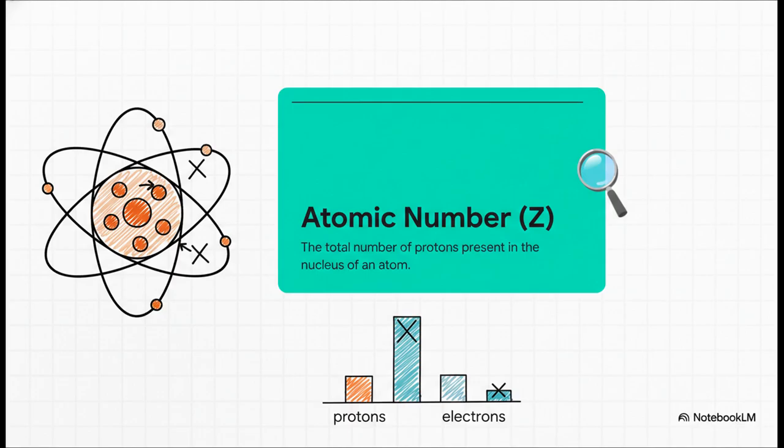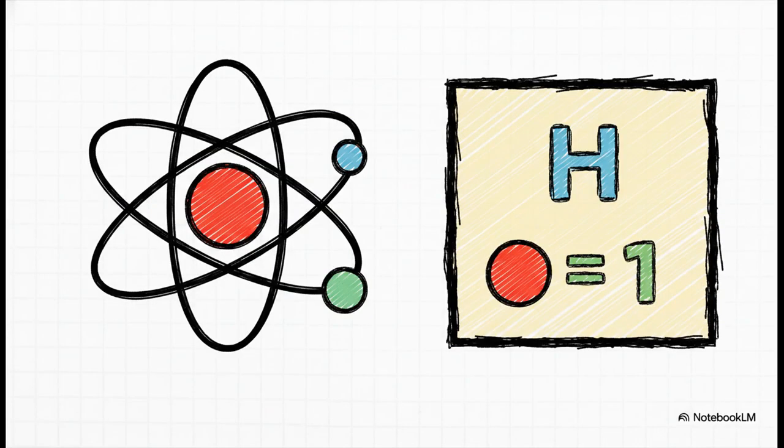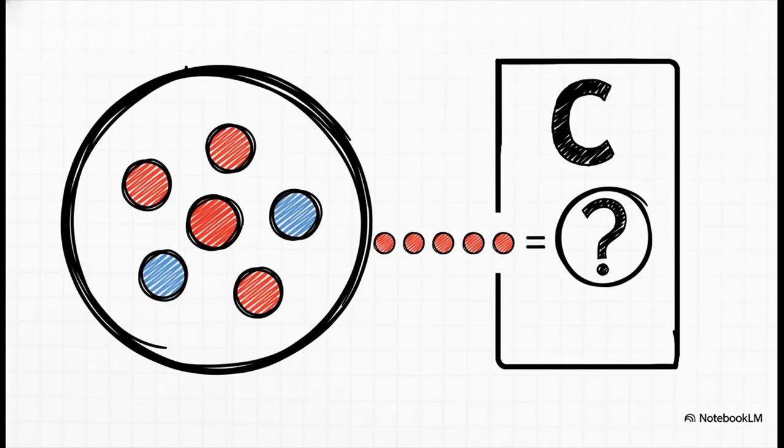And the definition is actually very simple, but it's so important. The atomic number is just the total number of protons you find in the nucleus. That's it. Not the neutrons, not the electrons, only the number of protons. And this number is completely unique for every single element. Let's take the simplest example we have, hydrogen. A hydrogen atom has just one single proton in its nucleus. So its atomic number, its Z, is 1.